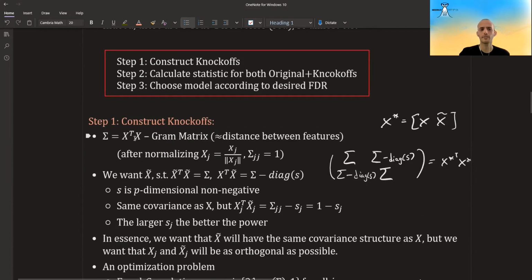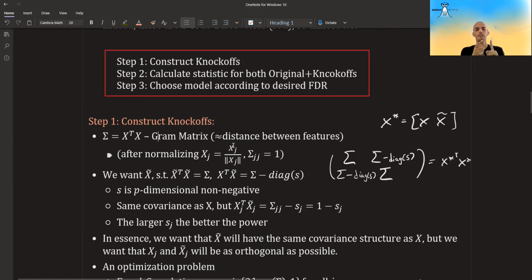Okay, so how do you construct the knockoffs? Well, the first thing you do is you take your features and you normalize them. You divide them by their norm. And then you look at the Gram matrix. The Gram matrix basically represents distance between features, correlations between features. So we want our knockoffs to have certain properties. The main thing we want is that x tilde transpose x tilde will have the same correlation, the same Gram matrix, as our original x transpose x.